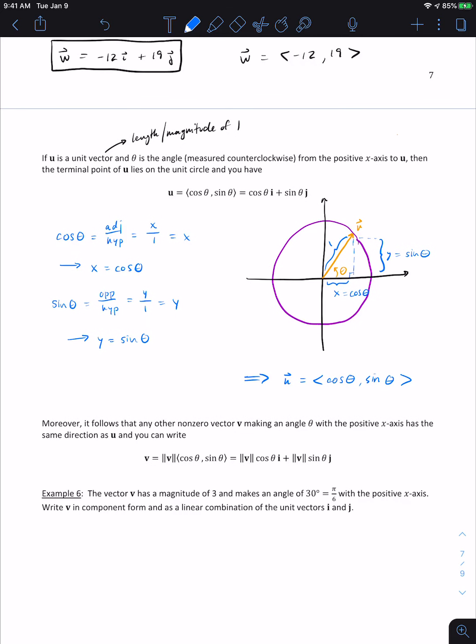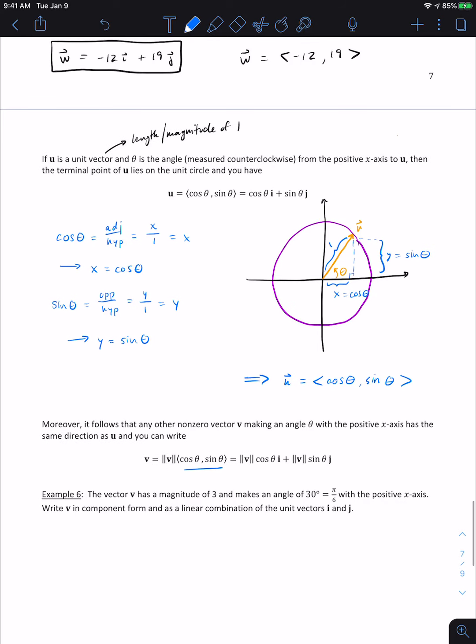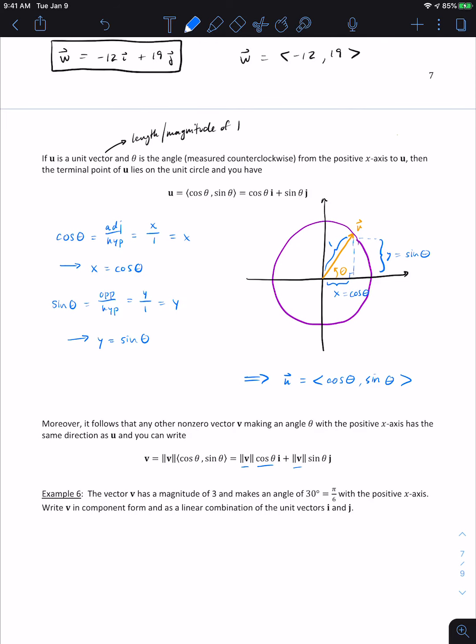Moreover, it follows that any other non-zero vector v making an angle theta with the positive x-axis has the same direction as u, and we can write it as the magnitude of that vector times the direction of u, which is cosine in the first component and sine in the second component. Right? So this was special because the magnitude of u was 1, so it made everything really easy. But in general, even if v is some really long vector, I can still have the same idea, except now instead of just having cosine and sine, I'll have the magnitude times cosine and the magnitude times sine.